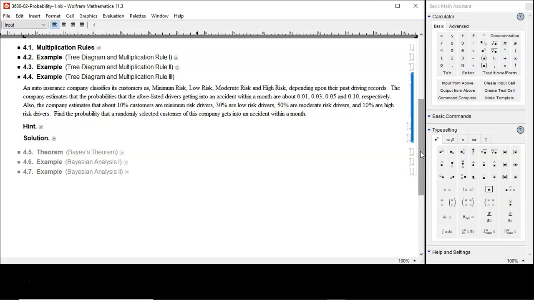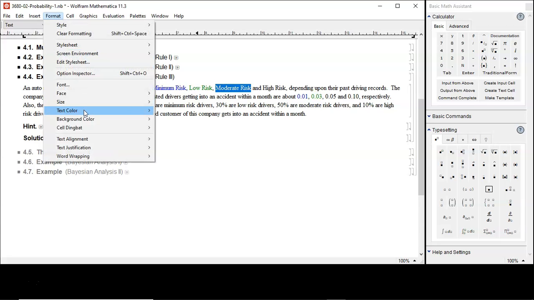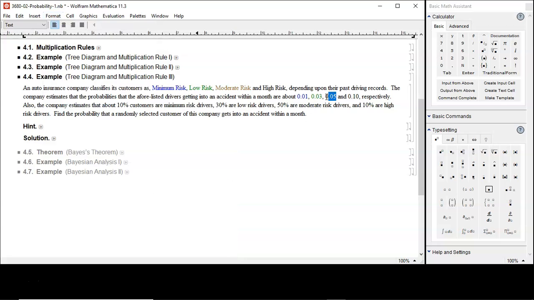The company estimates the probabilities that the aforelisted drivers get into an accident within a month are about 1%, 3%, 5%, and 10% respectively. So, minimum risk driver, 0.01, 1%. Low risk driver, 0.03. Moderate risk driver, 5%. And then high risk driver, 10% in a month.